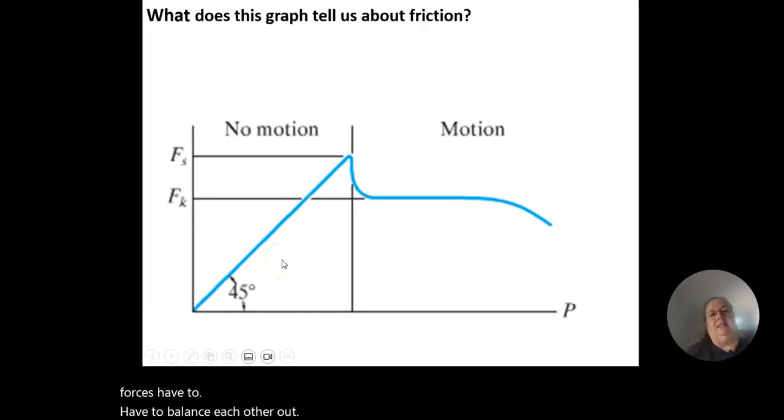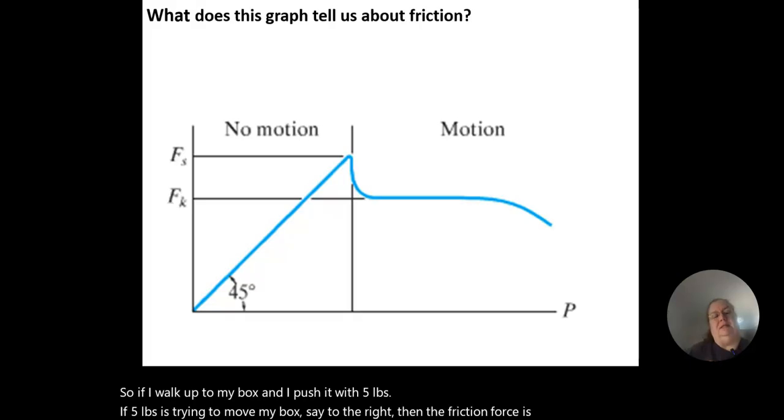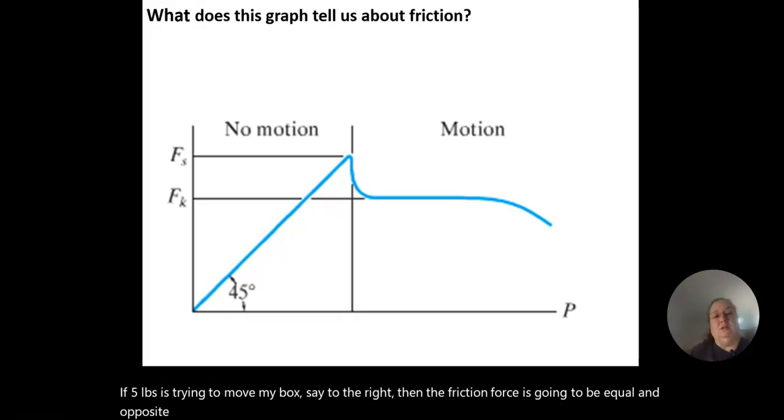So if I walk up to my box and I push it with 5 pounds, if 5 pounds is trying to move my box, say to the right, then the friction force is going to be equal and opposite to that. So that means that the friction force is also going to be 5 pounds. So I have 5 pounds of applied force, 5 pounds of friction force available to me.